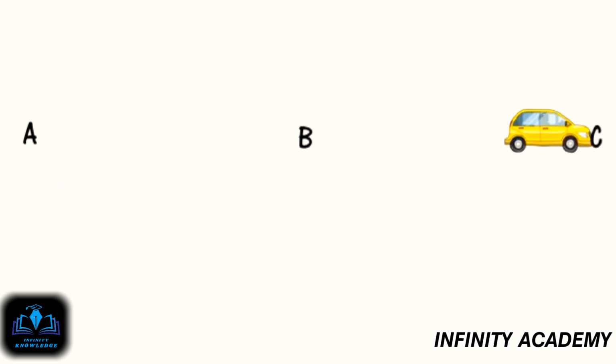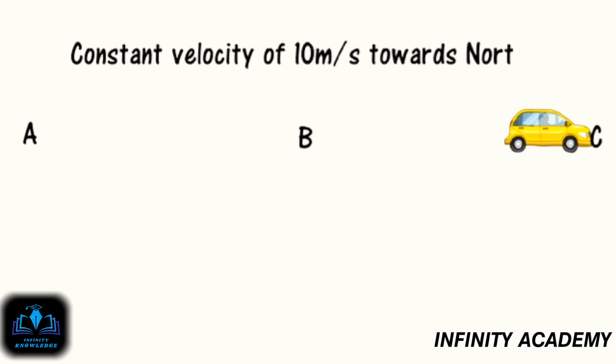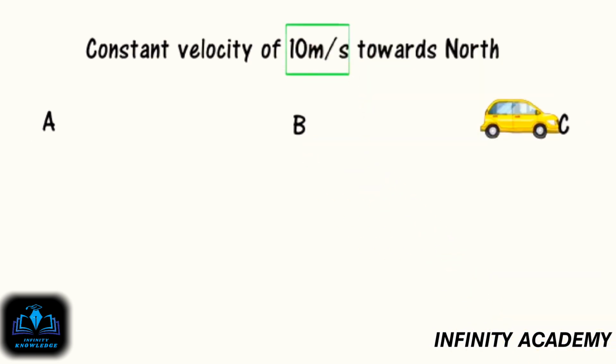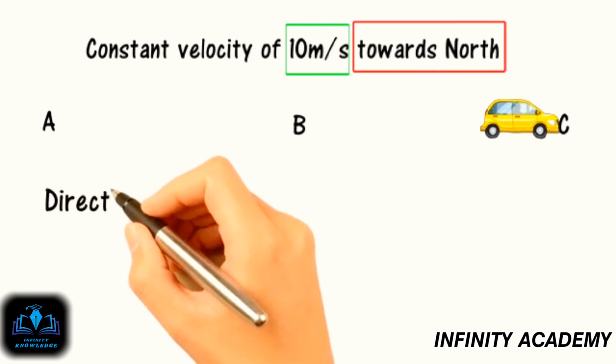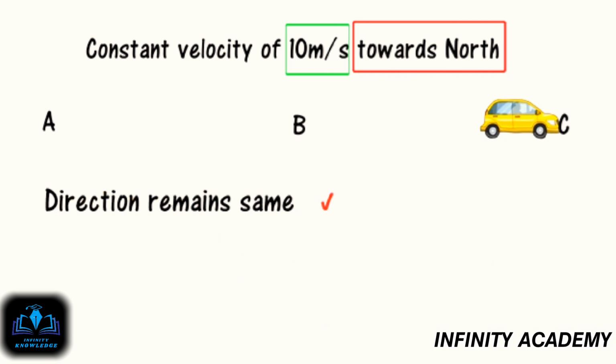Let a car be moving with a constant velocity of 10 meters per second towards north. Now the car from point A to point B and from point B to point C is moving with a constant velocity of 10 meters per second towards north. Here the direction is the same, towards north. So we say direction remains constant, direction remains the same. So we say velocity is uniform.